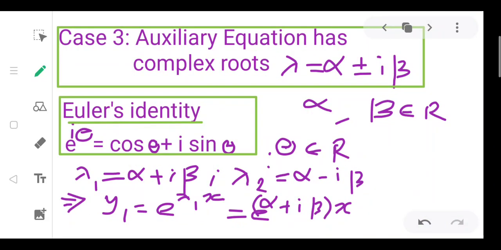Now the third case, that is when the auxiliary equation has complex roots, lambda equal to alpha plus i beta and lambda equal to alpha minus i beta, that is you choose lambda 1 equal to alpha plus i beta and lambda 2 equal to alpha minus i beta, which are the roots of the auxiliary equation. As you know, in an equation complex roots occur in conjugate pairs. The roots lambda 1 and lambda 2 are conjugate pairs. Now to use this to find the basis, we have to revise the concept of Euler's equation.